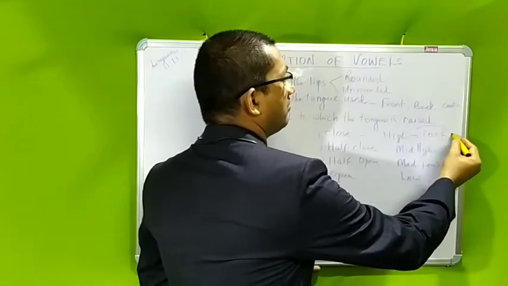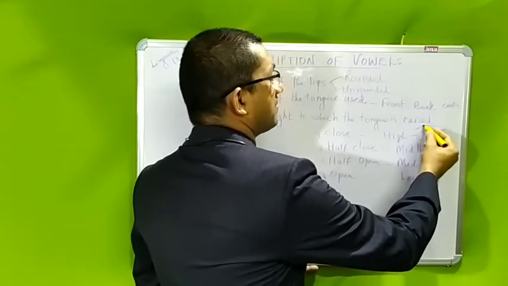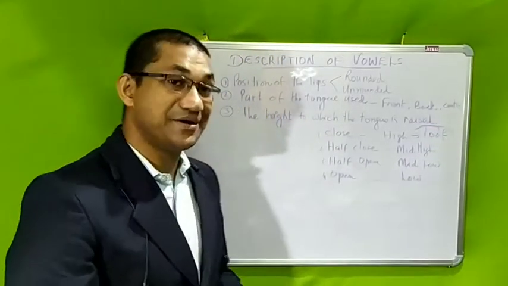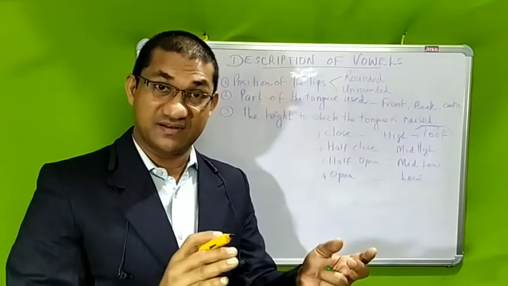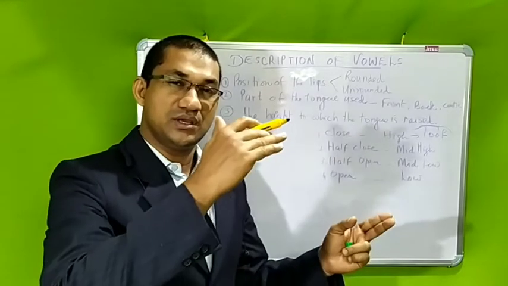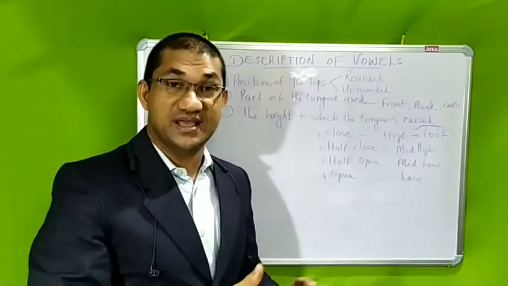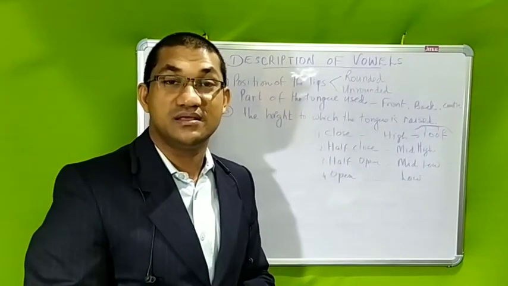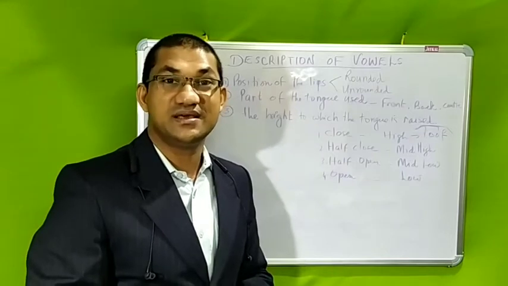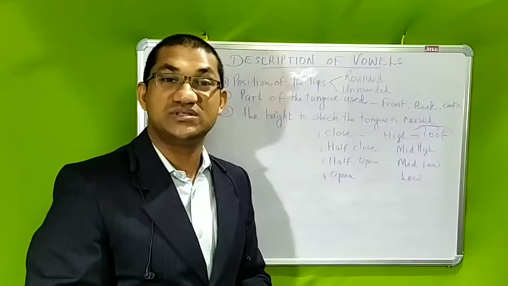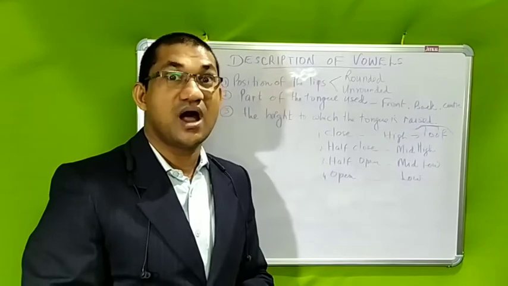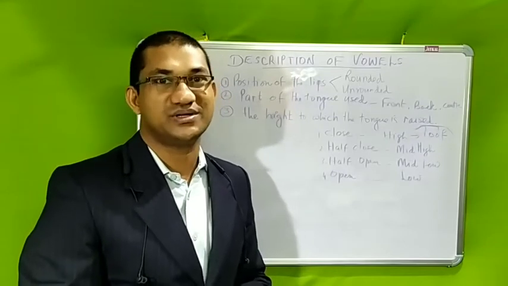We have the roof of the mouth, with its front part, center part and back part. So a closed vowel is a vowel in the production of which the tongue is lifted to the roof of the mouth, like in the front sound E. We say that E is a front, close, unrounded, long sound.